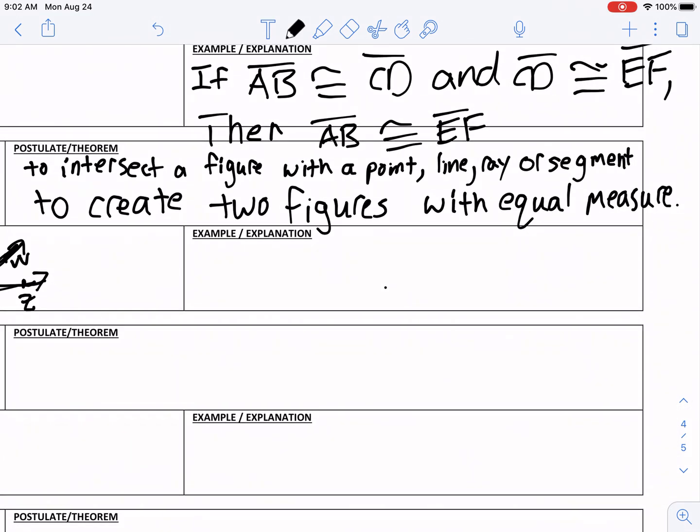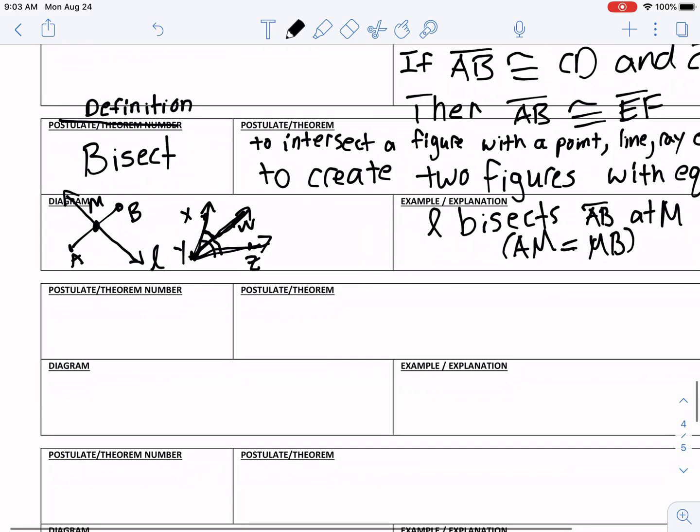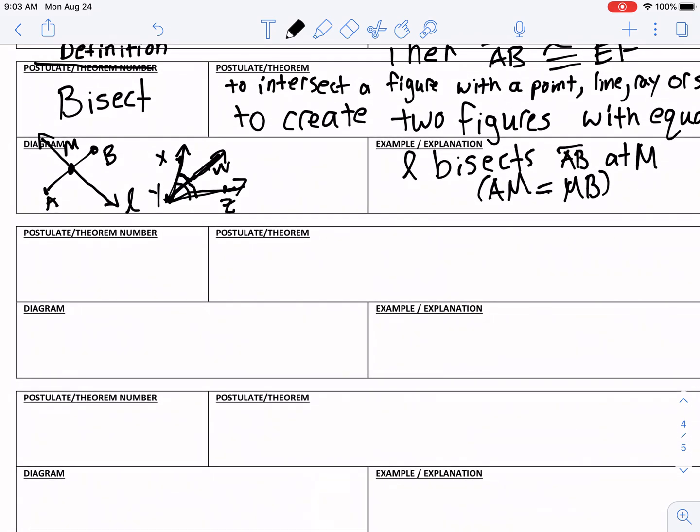So what we were saying is in the first example, L bisects the segment AB at M, at the midpoint, so that AM is equal to MB, okay? So L bisected our segment AB so that we had two equal measures, AM is equal to MB. And then in this second example, we said the ray YW bisects the angle, and like I said, we'll learn more about angles later, XYZ, so that we had two equal angles.